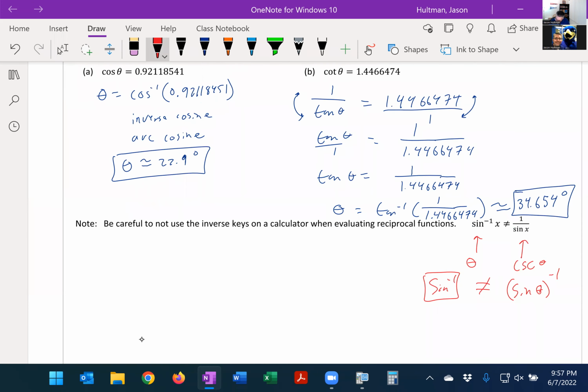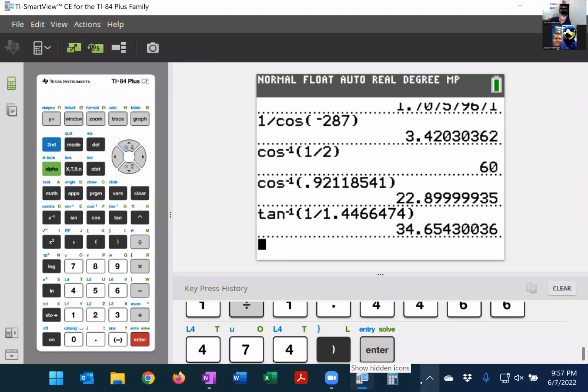So if I plug in sine of theta and then I do the x to the -1 key, that's not the same as the inverse sine key. The inverse sine key gives me the angle. The sine key and then the x to the -1 key gives me cosecant of theta, and those two are not the same. Let's look at the calculator. Let me show you what I'm talking about.